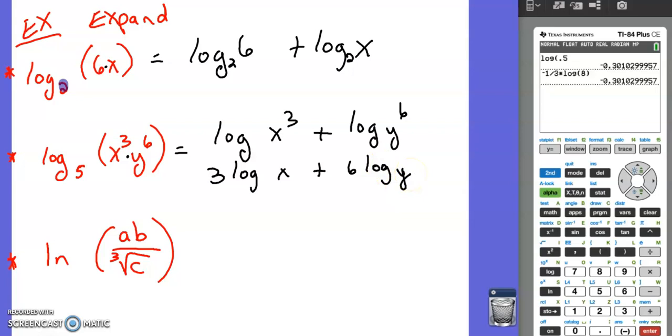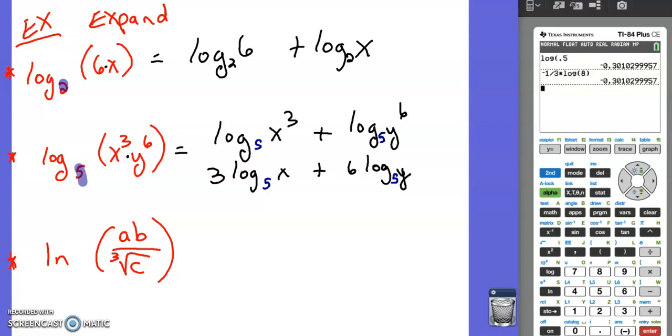And then again, I want to go back. I always do this at the very end, but this is base 5. So these are all base 5s. So don't forget that as you go along. Big difference. If you left it blank, remember that's log base 10. So you need to make sure you include that base.